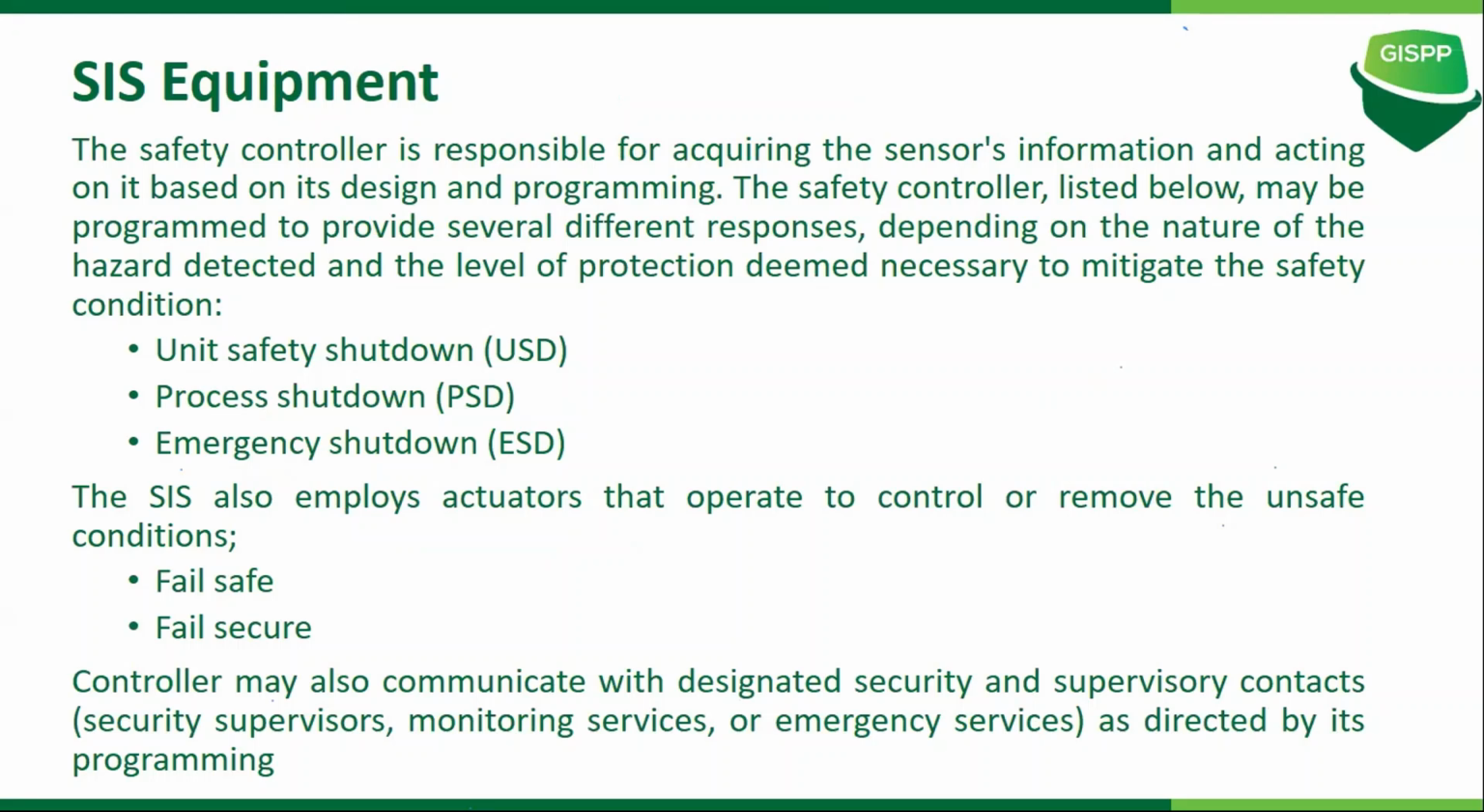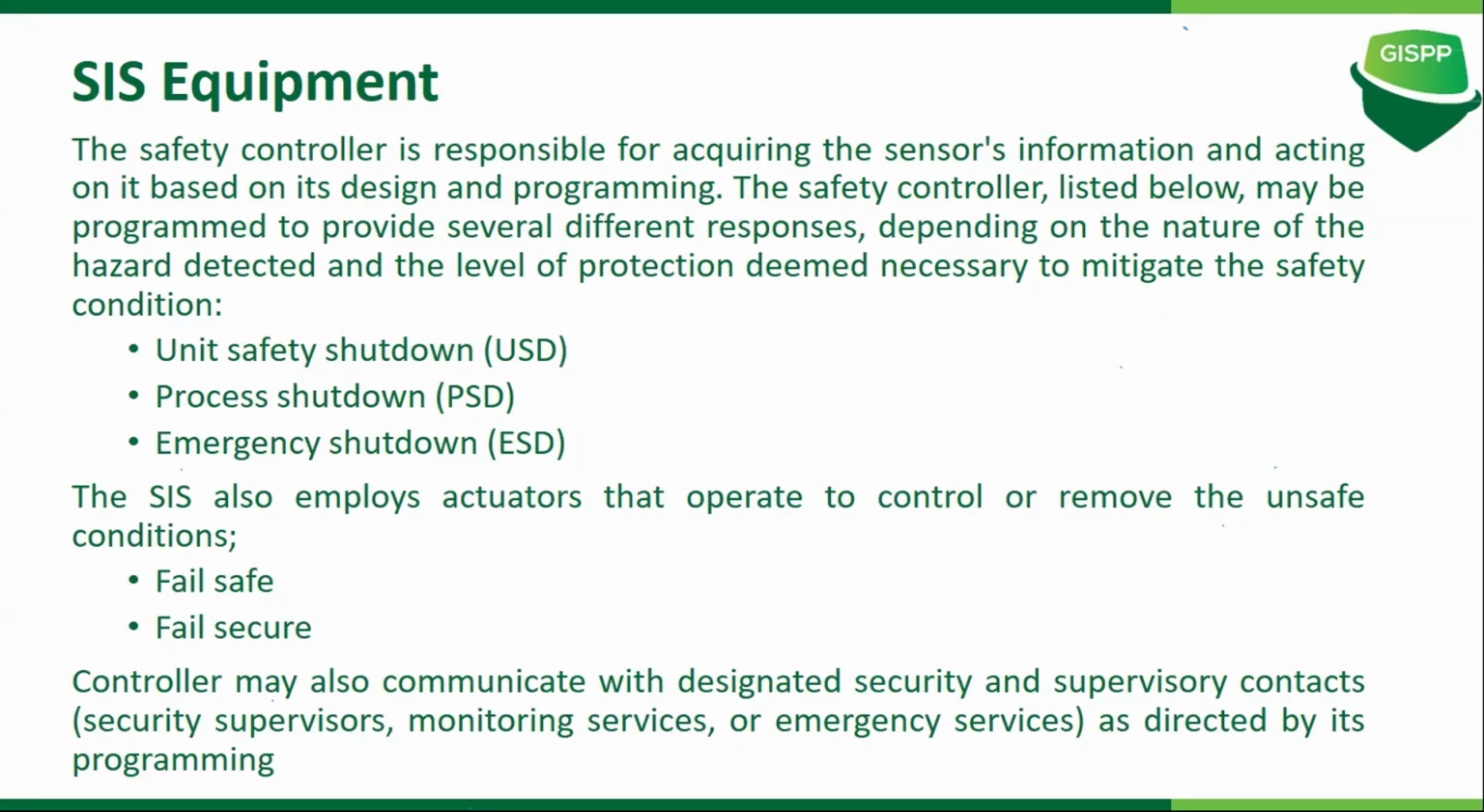The devices and equipment performing these actions are called by certain acronyms. There can be many different devices, but normally they are called USD, unit safety shutdown. It will shut down a certain process in that unit. There is also emergency shutdown: when the whole supply chain is working and there's an emergency, it will shut down everything. Normally, if it provides a shutdown, it also provides a restoration mechanism.